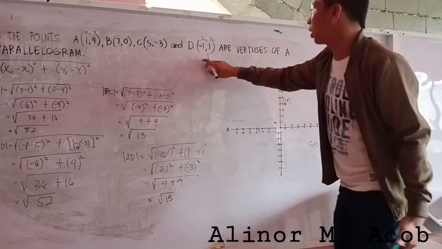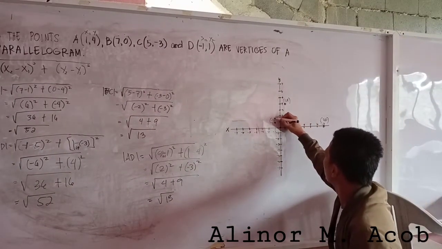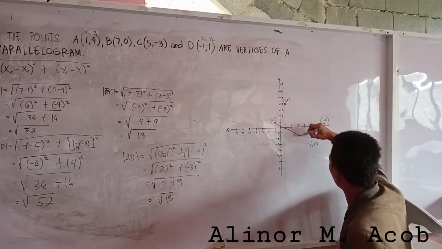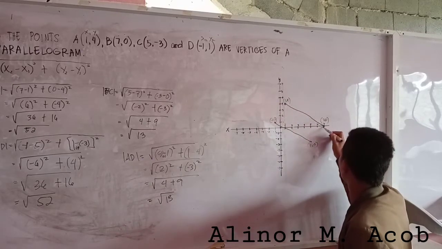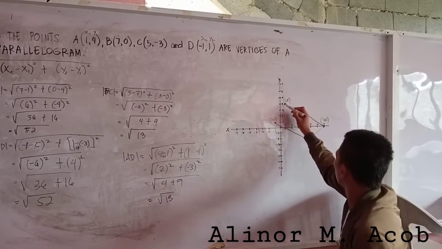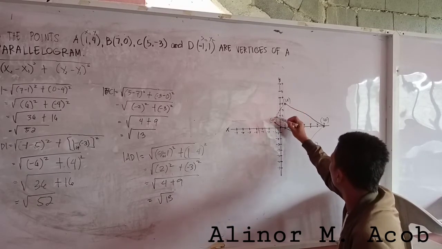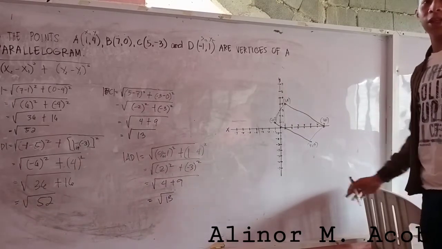Tapos yung D natin is negative 1 siya, 1. So yun. Ayun na yung nalabasan.